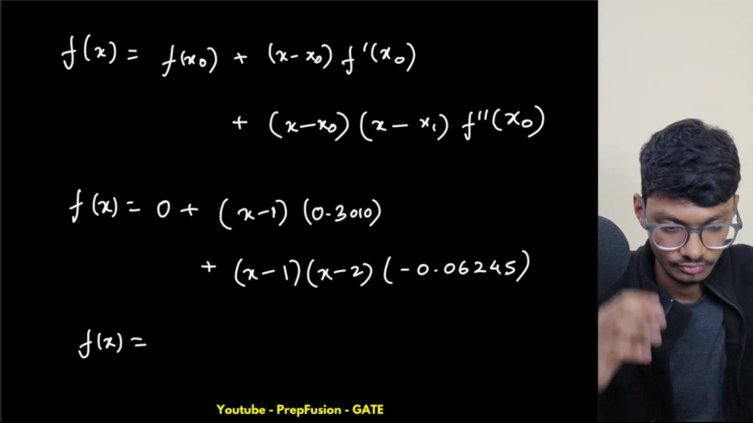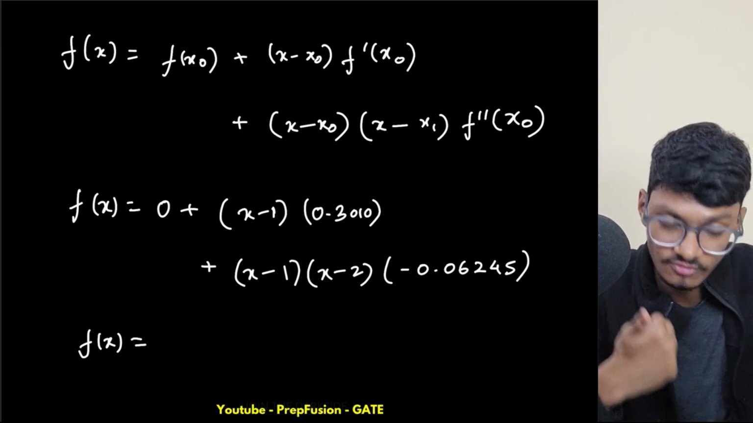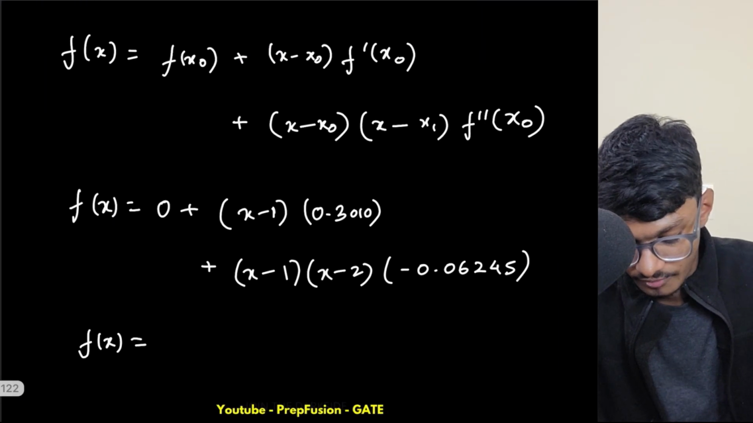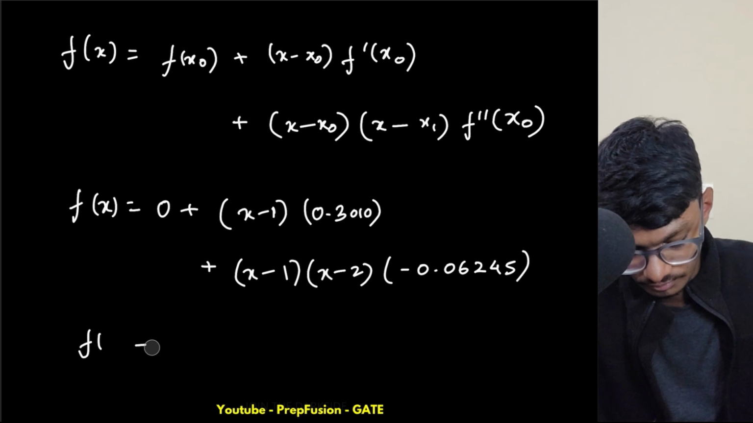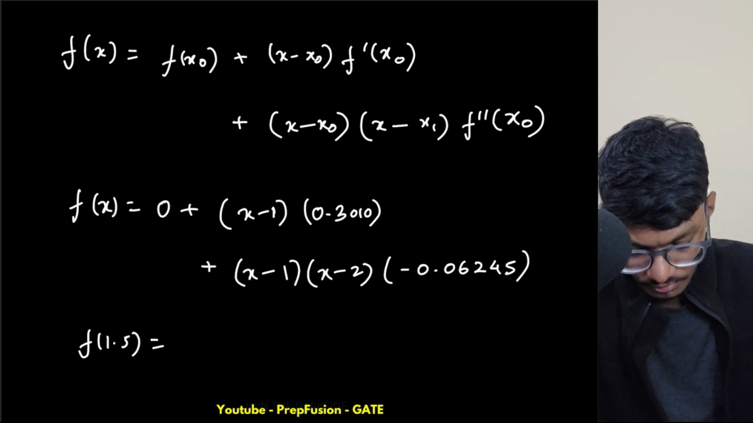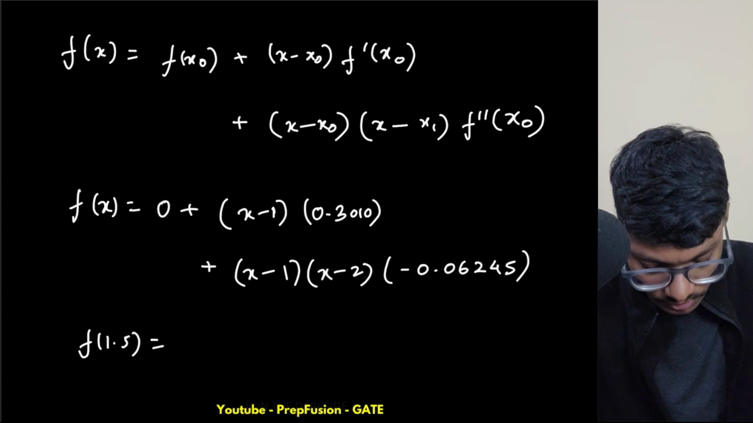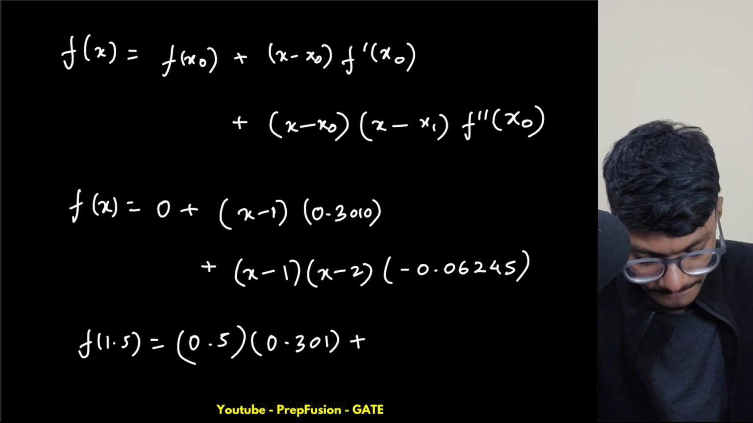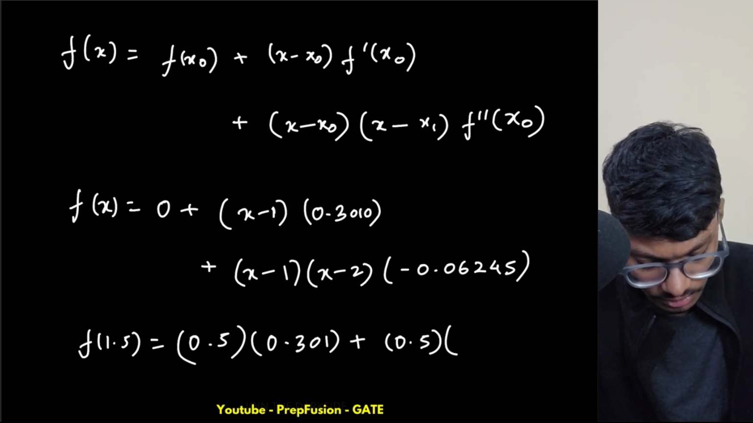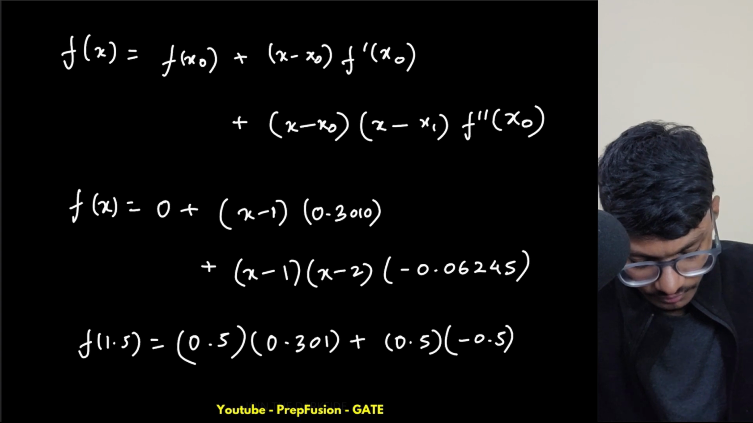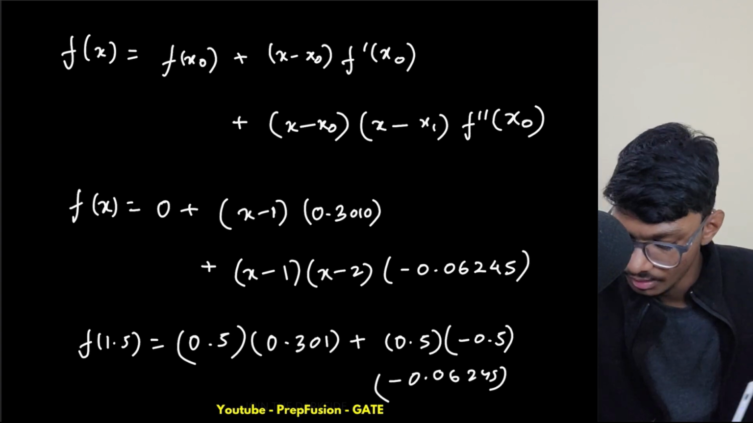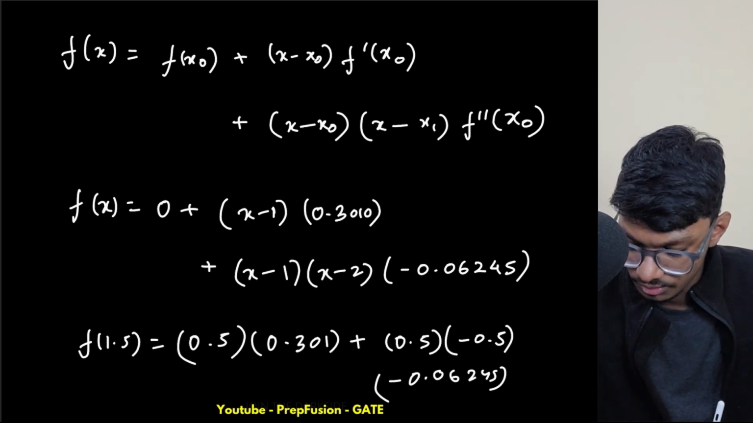So what will this be? We can further simplify, or what you can do, we have to find the f of 1.5. So simply put x equals 1.5. If you put x equals 1.5, this will be 1.5 minus 1, so 0.5 into 0.301 plus 0.5 into minus 0.5 into minus 0.06245. So this will become positive, into 0.5 into 0.5.